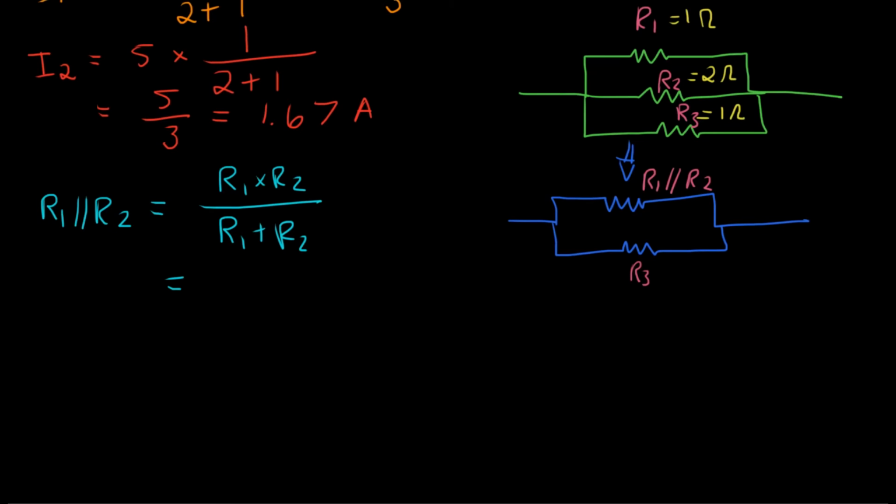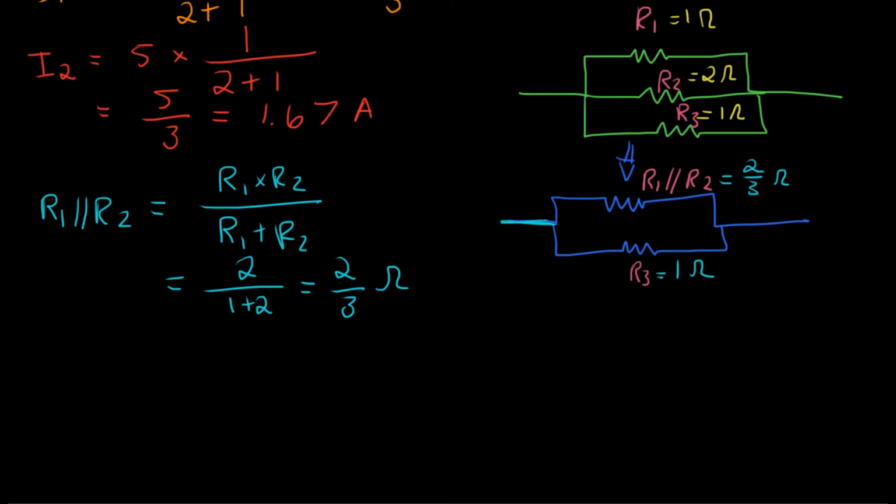Like so. So, R1 and R2 in parallel is going to be R1 times R2 over R1 plus R2, which will be 2 over 1 plus 2, so it'll be 2 on 3 ohms. So what our resistor here has now become is 2 on 3 ohms, with R3 remaining as 1 ohm. So now it becomes the exact same case that we had before.